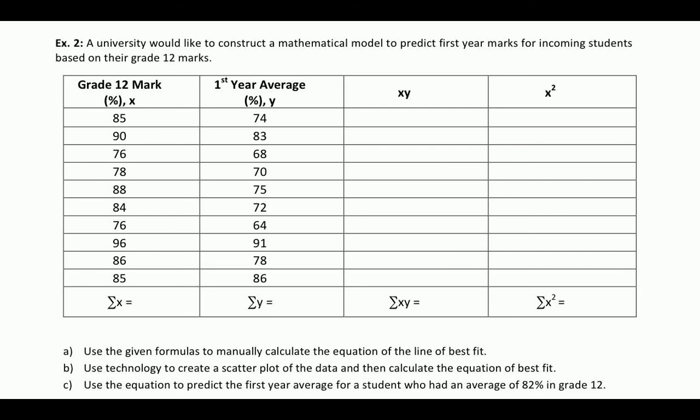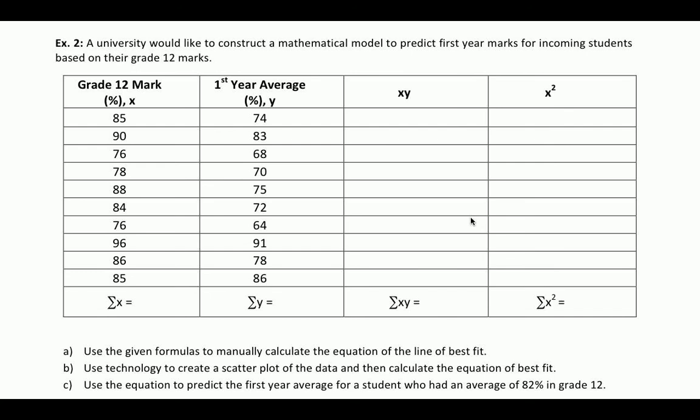All right. So here is example number 2. A university would like to construct a mathematical model to predict first-year marks for incoming students based on their grade 12 marks. So they want to apply this model and interpolate and extrapolate. Here is a very small sample of students, and we have their grade 12 marks and their first-year average. Because grade 12 marks generally precede your first-year average, we say that the grade 12 marks are the x values, the independent variable, and the first-year average is the dependent variable.